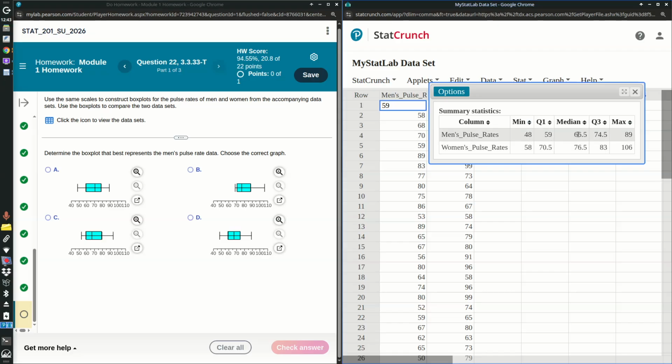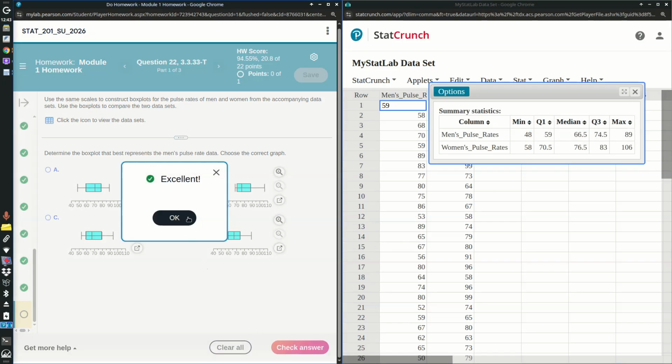So our median should be about 66.5. So that median's too big, it's over 70. That median's over 70. That median looks about right. This median looks about right. How are these graphs different? Well, this one has a max of about 95. This one has a max of about 89. Okay, so we see the max is really 89 for men, so that should be D.